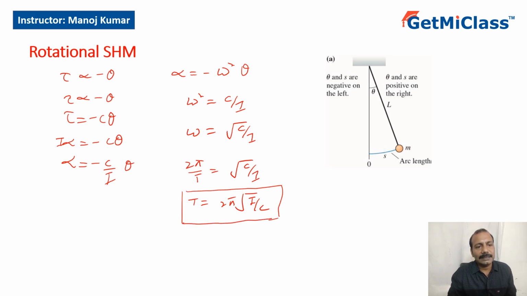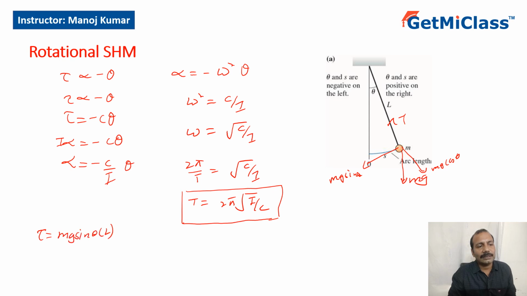Now let's apply this to a simple pendulum. What are the forces acting? mg downwards, tension. This component is mg sine theta, and this is mg cos theta. Now let's look at the torque acting on it. So the restoring torque is mg sine theta into L.